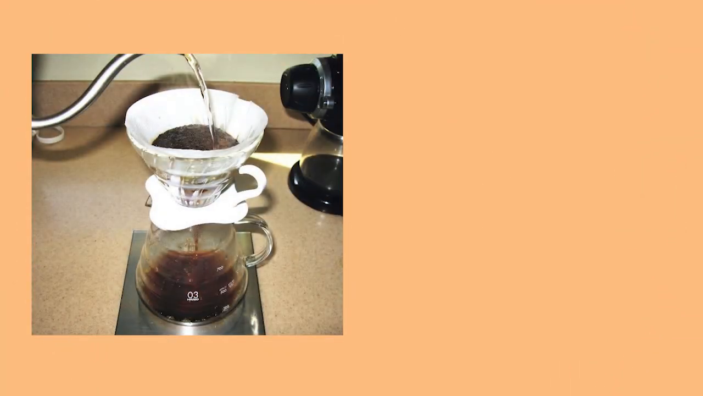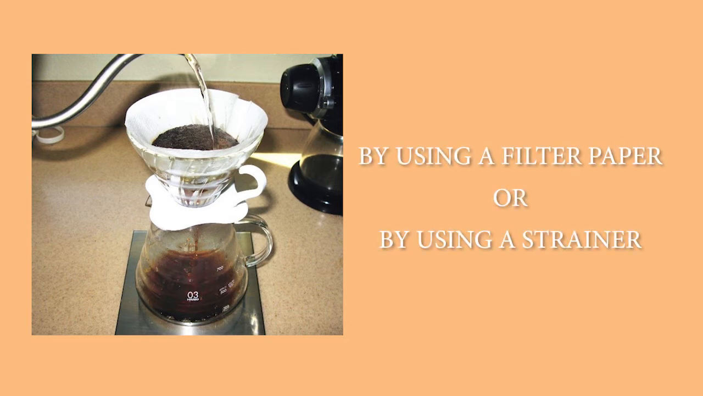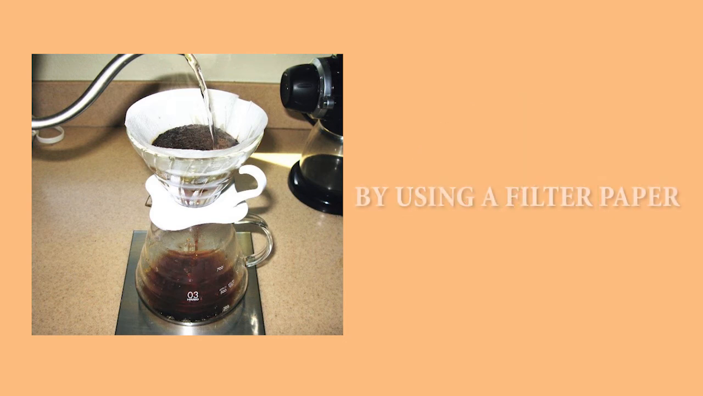How are the mixtures of coffee solid particles and water separated in brewing a coffee? By using a filter paper, by using a strainer. By using a filter paper.